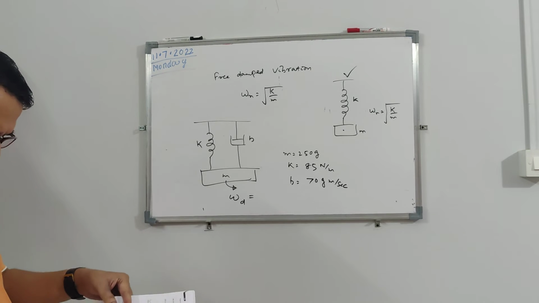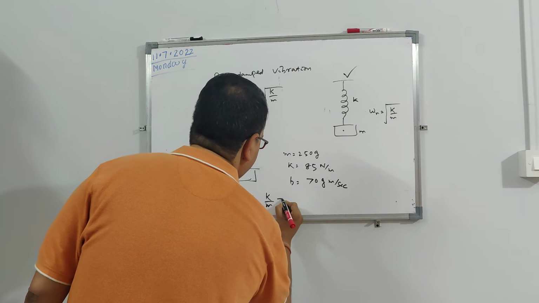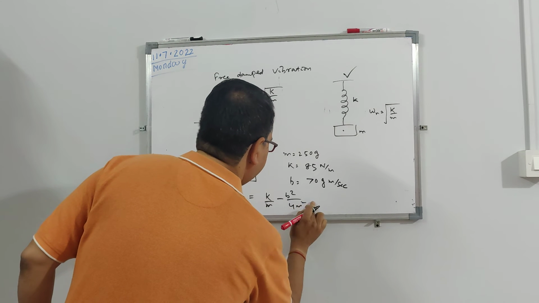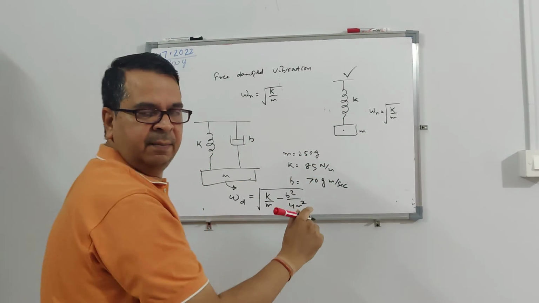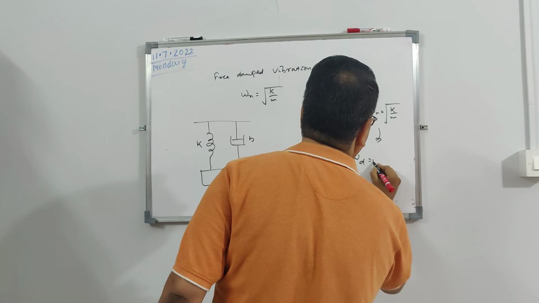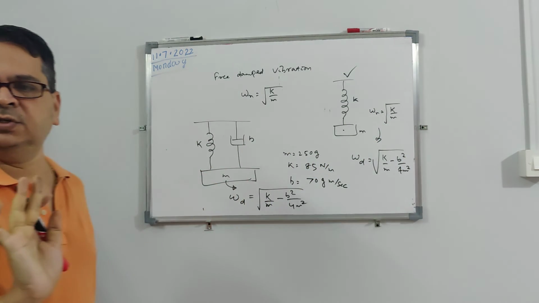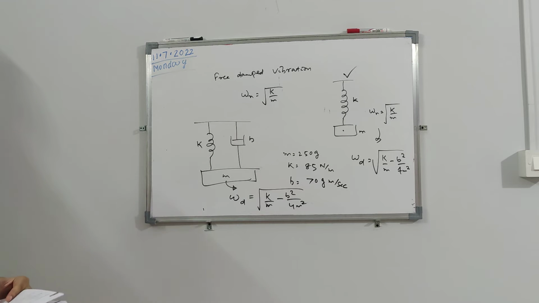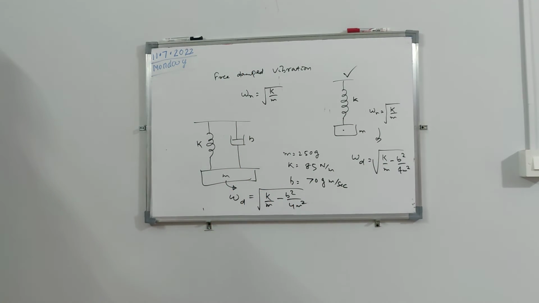Here the formula is omega d equal to square root of k by m minus b square by 4m square. In the undamped case you just put k by m. In case of damping, you put omega d equal to square root of k by m minus b square by 4m square. So this additional term, b square by 4m square, is what you remember. That will be your damped frequency in free damped vibration. So your frequency will decrease, because you are adding a new term there.